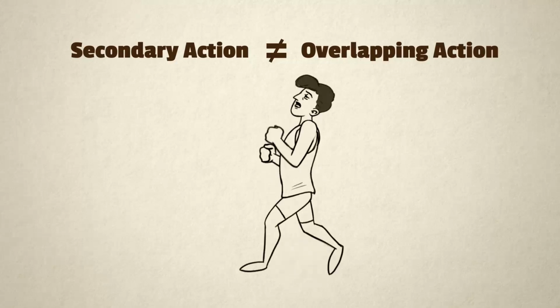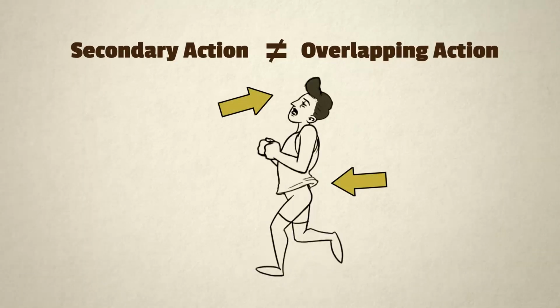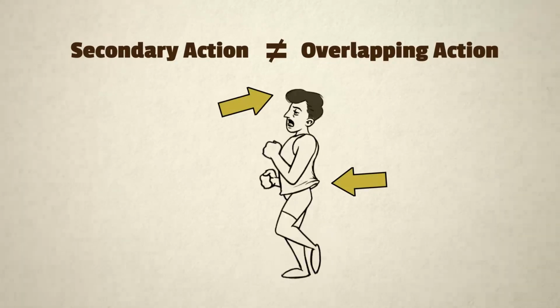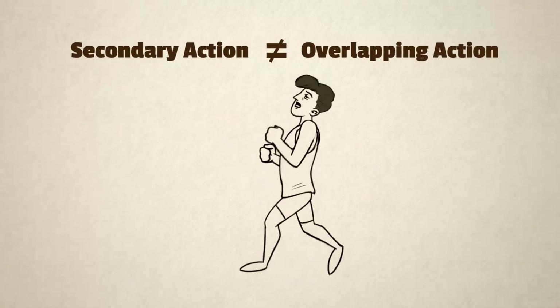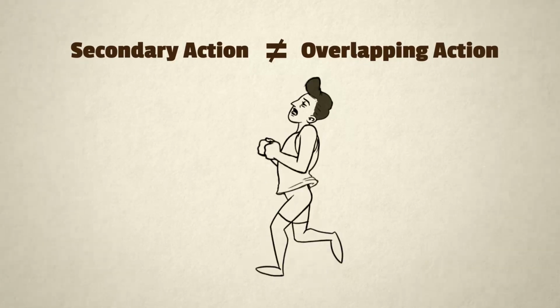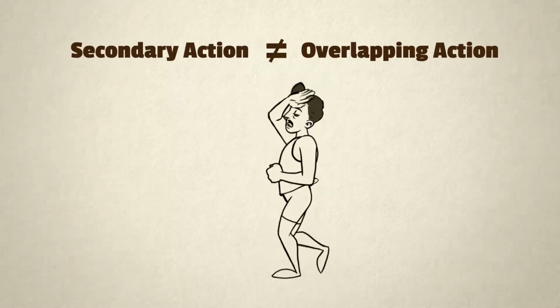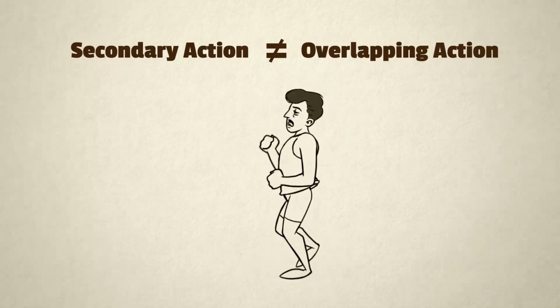So on our jogger, the movement of his shirt and hair are overlapping action, because they are a result of the motion of the run. His facial expression and brow wipe, however, are secondary actions because they're generated by forces separate from the running. They aren't an inherent part of that action, they're additions that come from the character's emotional state.